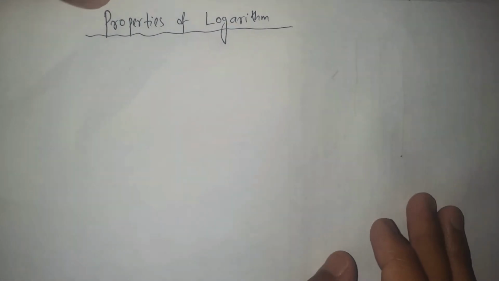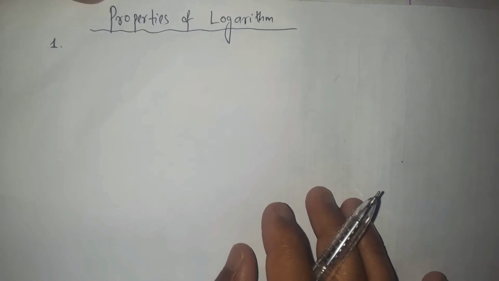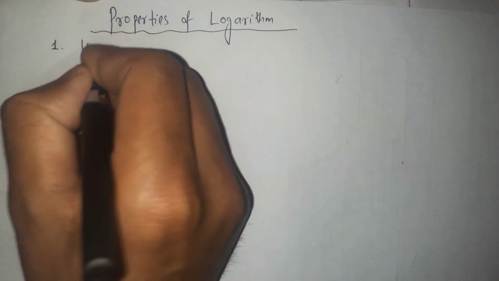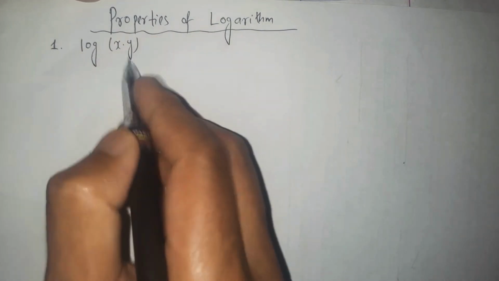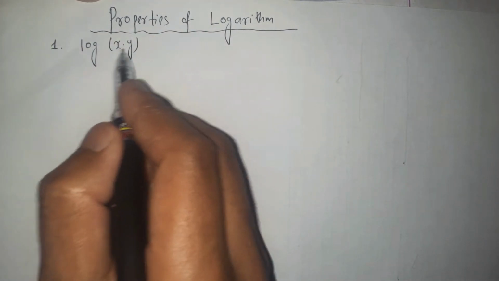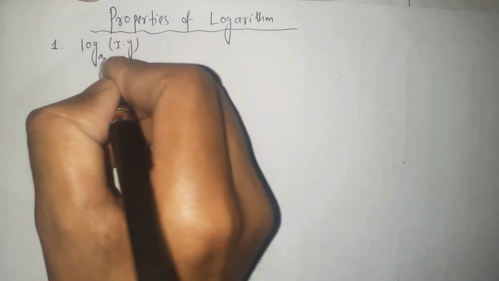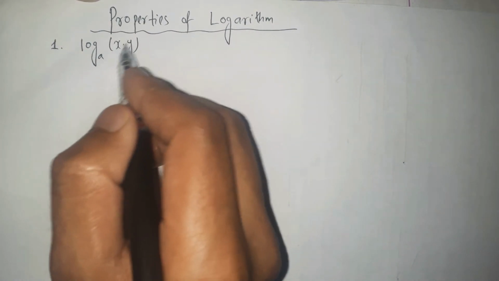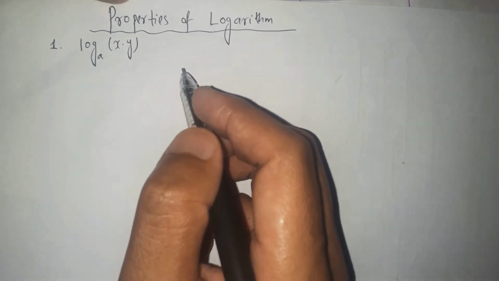Here is the first property, the product law of the logarithm. It is the log of the product of two numbers x and y, the log of x times y with base a. Here x and y are multiplied together, so this is called the product law.